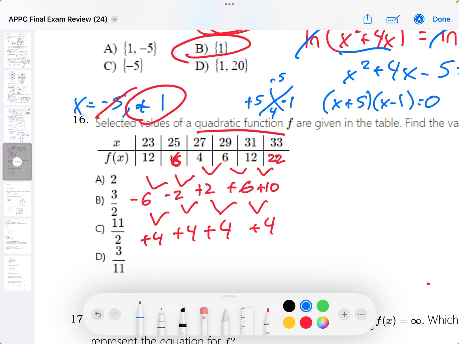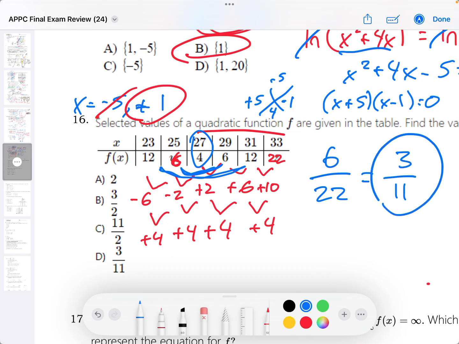You will also notice in a quadratic, if this is my middle point, these points will have symmetry, which is exactly what they do have, and that's perfect. So now they ask me to go with my value of W over Z. So I have 6 over 22, each of which are divisible by 2. I will have 3 over 11 as my simplified ratio once I get there.